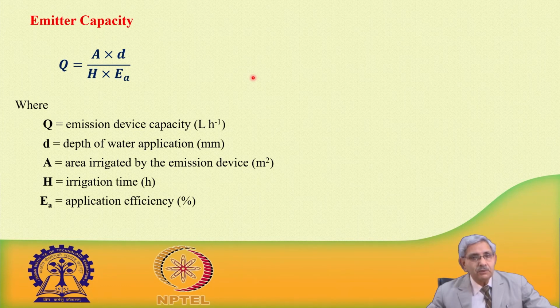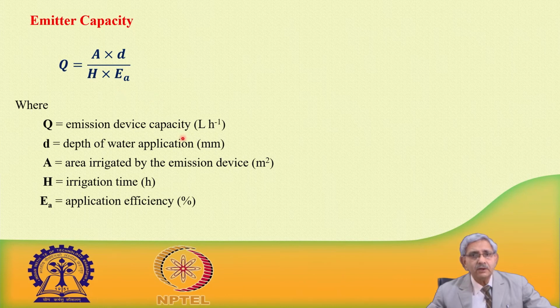The emitter capacity can be obtained. It is a simple system: the area multiplied by the depth of irrigation, and then the irrigation time and application efficiency. So, one can find out the emitter capacity.